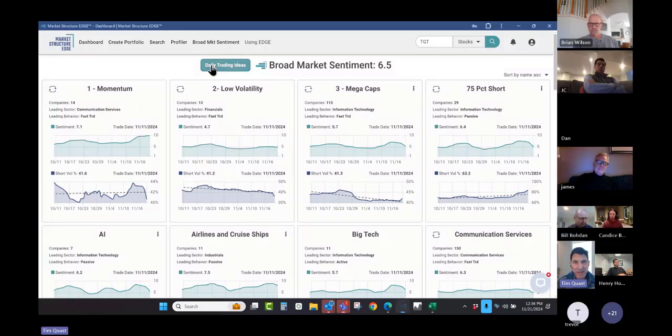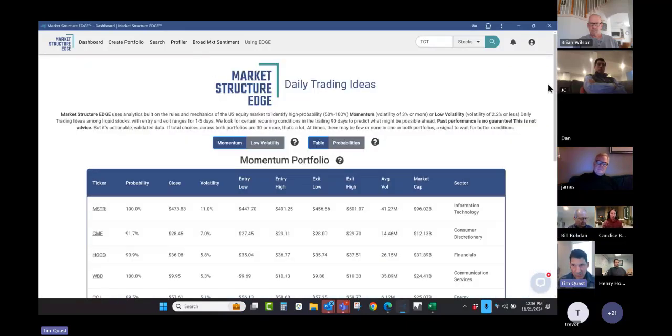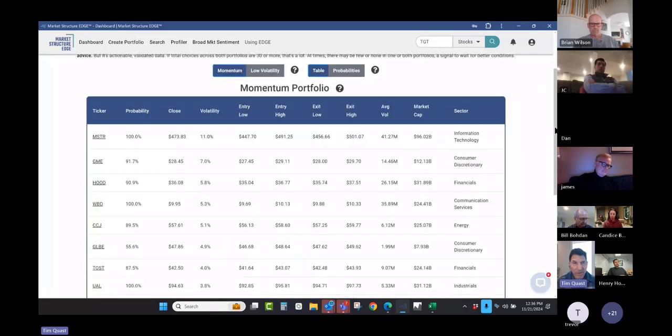Going to daily trading ideas, the smaller data set where we screen highly liquid stocks, we apply a bunch of measures behind the scenes, and then these are things that one can trade with a much higher probability. We calculate a probability. Nothing is 100% guaranteed. All the probability will tell us is that over the trailing 90 days, when these conditions existed, this supply-demand divergence, and there are other things in here, what happened?